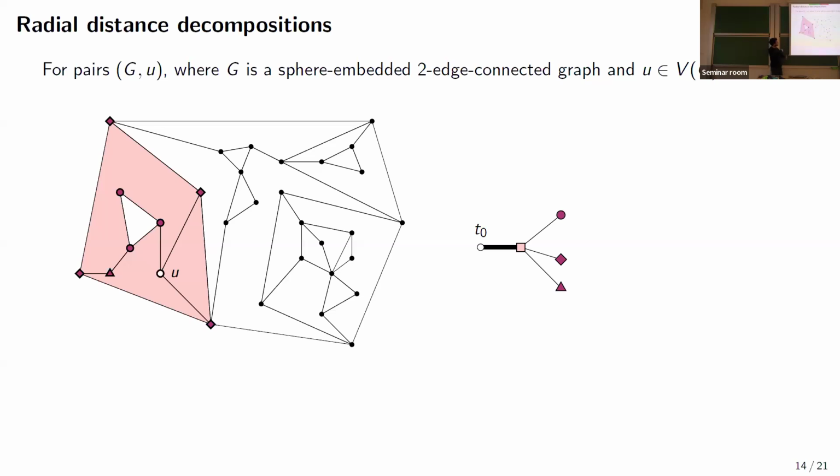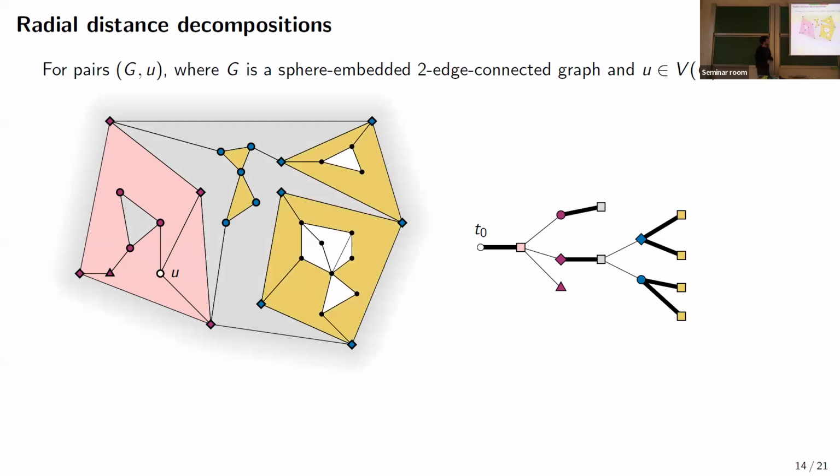So I continue. I group the vertices in this way. I take the next layer of faces, everything around. Then I continue. I take the next layer of vertices, and so on. And this way, I get my radial distance decomposition. Easy and natural.